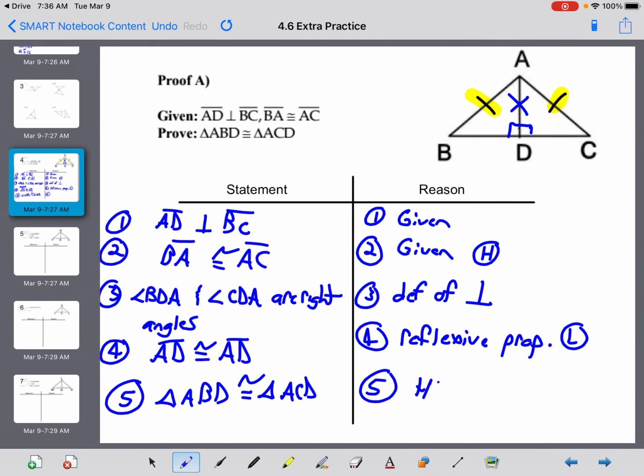And why are they congruent? Because hypotenuse leg is congruent to hypotenuse leg. Okay?